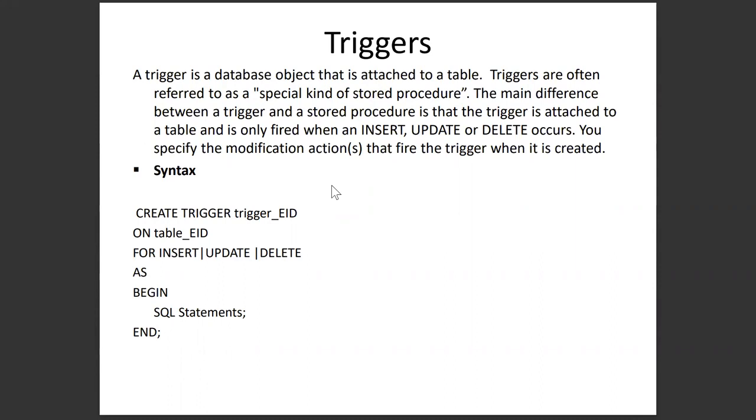Okay. Now, another thing is triggers execute only with respect to a table when an insert, update, or delete occurs. When any of these three things happens on the table to which the trigger is attached, the trigger is executed, or it is triggered. And whatever action we are trying to perform with the trigger, that happens.